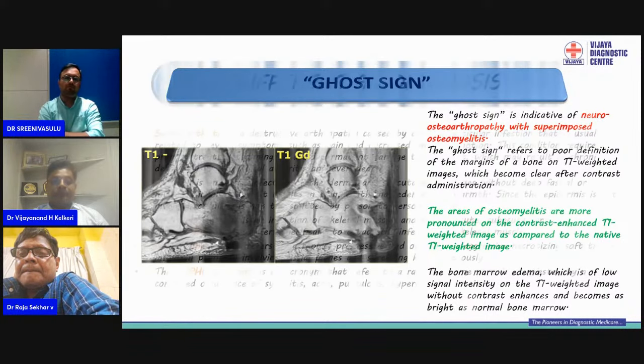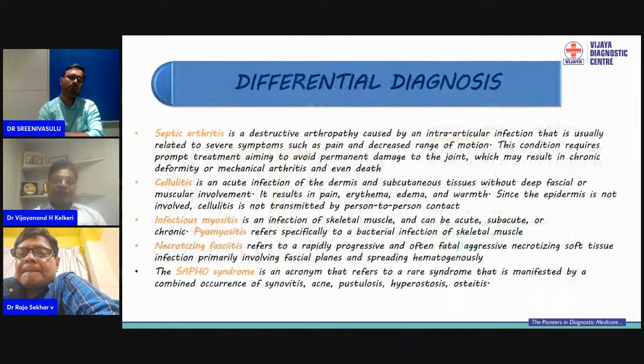So what are the differential diagnoses for the diabetic foot? First and the most important is septic arthritis. Though I told you osteomyelitis is a progressive, very slow lesion, septic arthritis is very destructive and grows very rapidly, and sometimes can also lead to death.